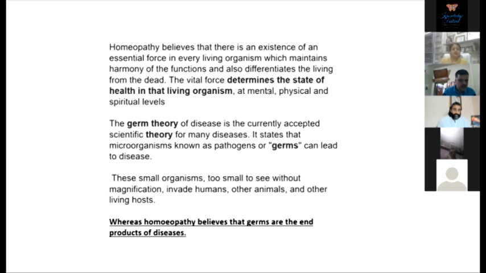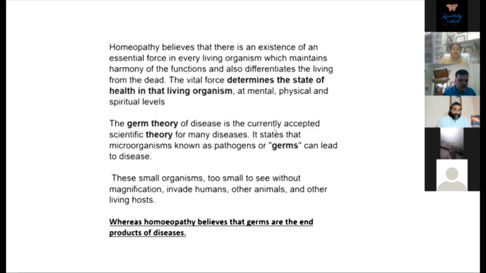So homeopathy believes that there is an essential force in every living organism which maintains harmony of functions and also differentiates the living from the dead. So you cannot imagine that we can give you some medicine so that you will not react to something. You will obviously react to every stimulus, but it could be very short for you. Like if you got infected with something, you sneeze and cough twice, thrice, and you are fine, and your friend could get a severe fever to get rid of that infection. This is how it explains the immunity level in different people.